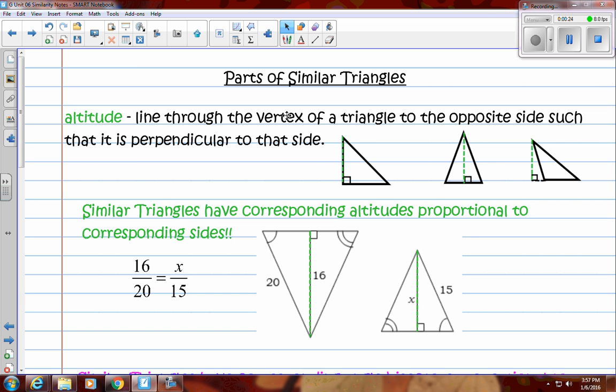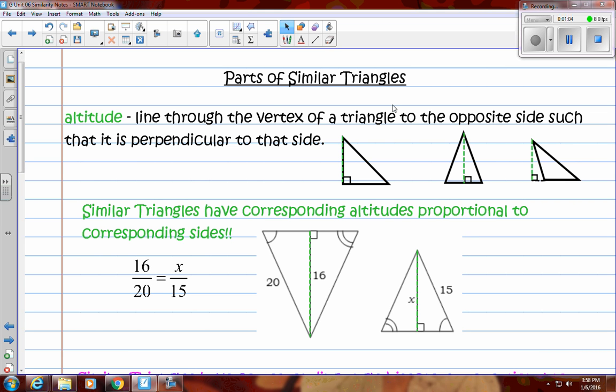An altitude is a line through the vertex of a triangle, so through the point of any of the angles of the triangle, to the opposite side so that it is perpendicular, meaning that it crosses the opposite side at a 90-degree angle. The altitude can be a side of your right triangle if it's a right triangle itself. The altitude can be inside your triangle, or in a case like this, the altitude could potentially be on the outside of a triangle. The biggest thing is that it has to go through one vertex and it has to be perpendicular to the opposite side.